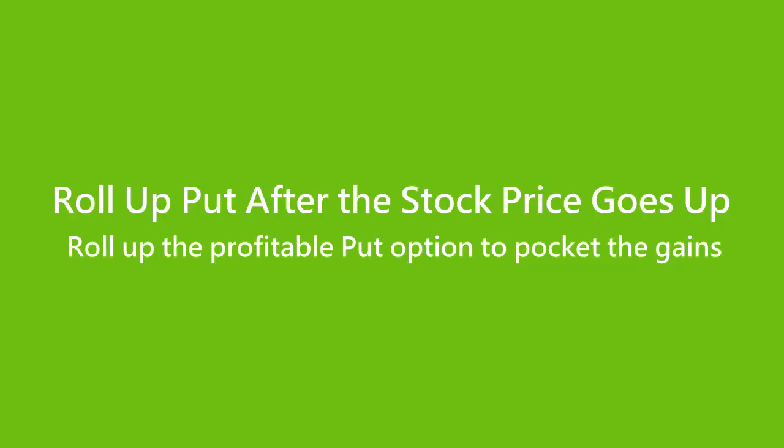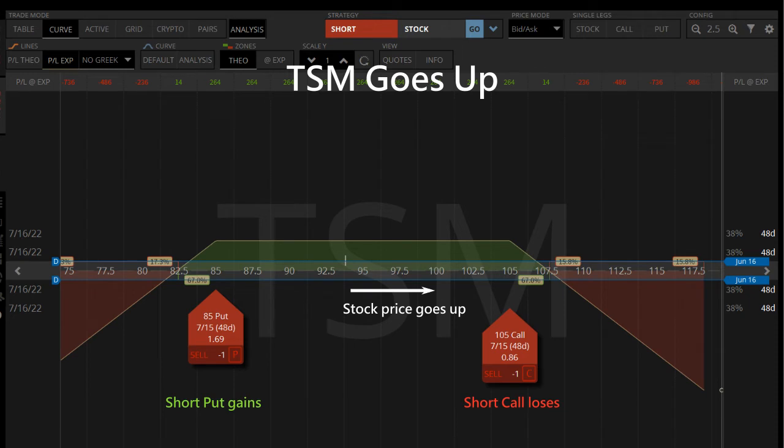If the stock price goes up before the strangle expires, we can roll up the profitable put option to pocket the profit. In the TSM strangle example, when the TSMC stock price goes up, our short put becomes profitable due to a lower delta, while the short call on the other side loses because of an increase in delta.